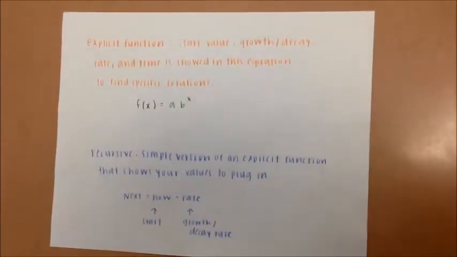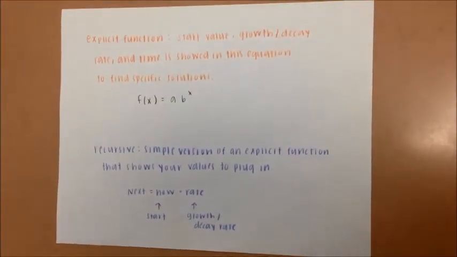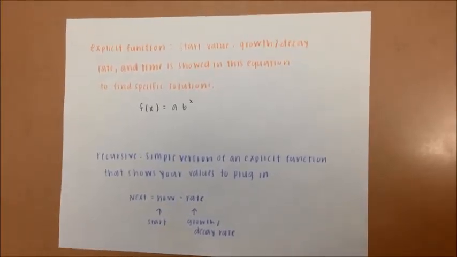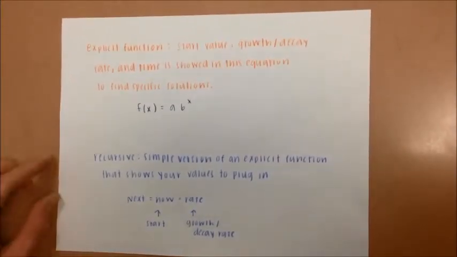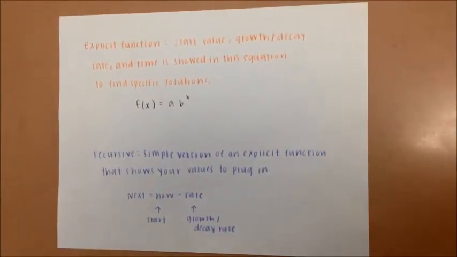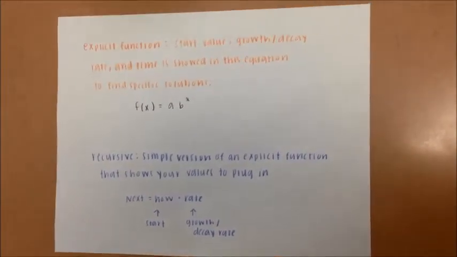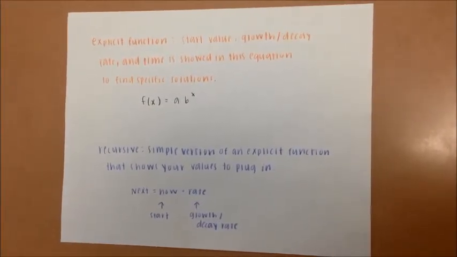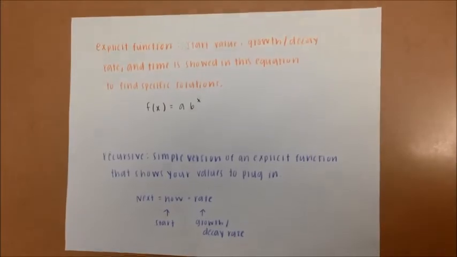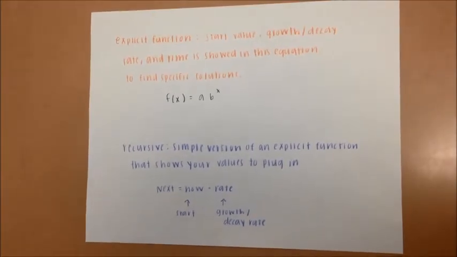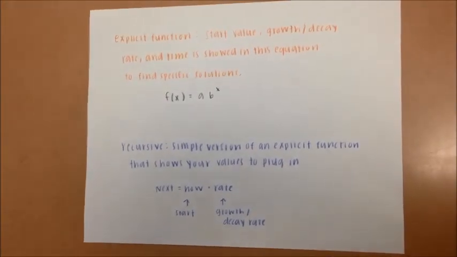Reviewing what we just said in our paper slide, the explicit function, the start value, growth or decay rate, and time is shown in this equation to find specific solutions. F of x, also known as y, equals a times b raised to the power of x, which would be the time in years. Recursive is a simple version of an explicit function that shows your value to plug in. Next equals now times rate. The now is start. And the growth or decay is the rate.